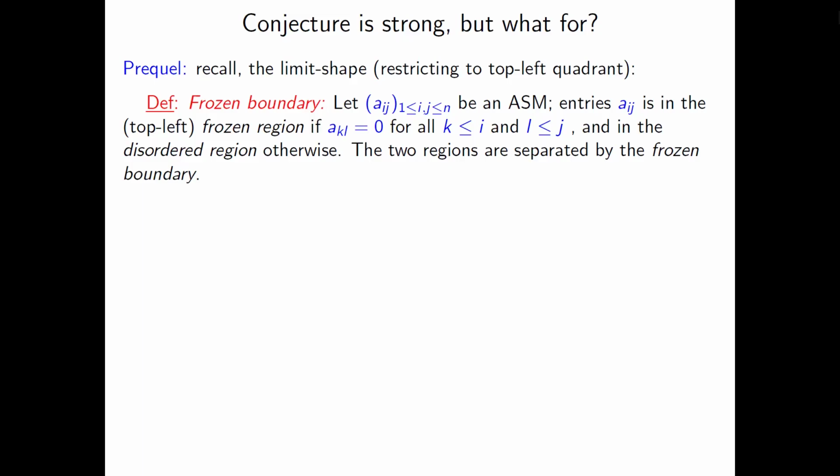And we focus on this top left quadrant. So we don't mind about what happens here. We have some separation between frozen and disordered region. And there is a uniquely defined boundary, which is called the frozen boundary.